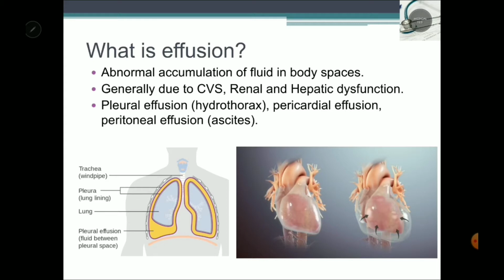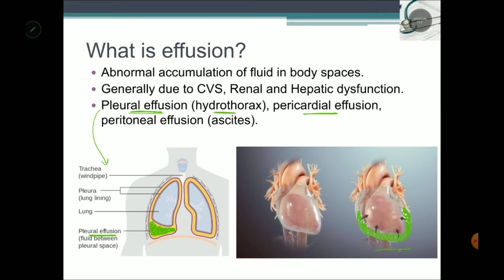Examples of effusion would be pleural effusion, also known as hydrothorax. A picture of the same is this one. You can see that fluid has accumulated inside the pleural cavity. Hence, it's a picture of pleural effusion. Another example of effusion is pericardial effusion, in which the fluid gets accumulated inside the pericardial cavity, as is shown in this picture right here.